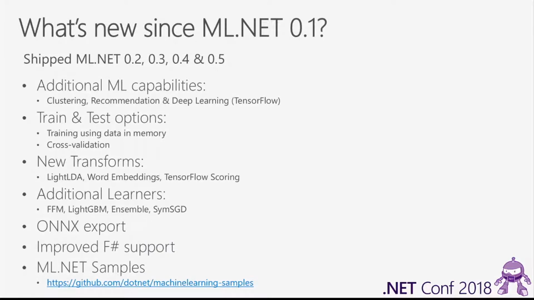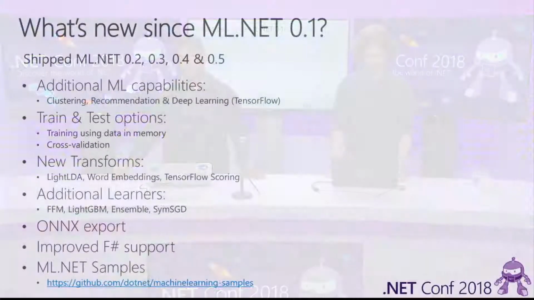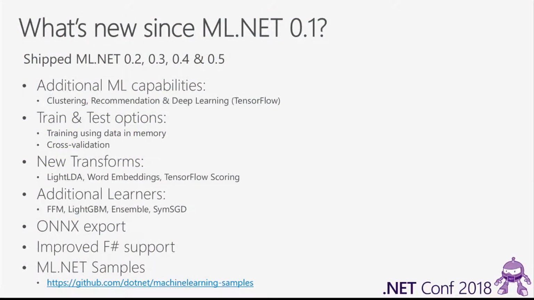But before we get there, we also want to briefly touch on what we've shipped as a part of ML.NET releases over the last 4 months. Every month, the first Tuesday roughly, we ship a point version of ML.NET. We've already shipped 4 versions at this point, 0.2, 0.3, 0.4, 0.5. And as a part of these different versions of ML.NET that we've shipped, we've added a lot of capabilities.